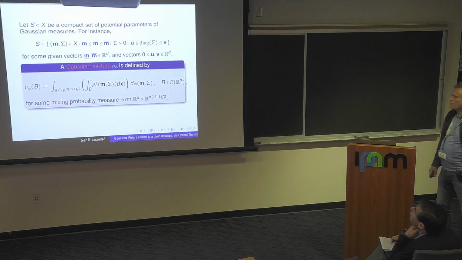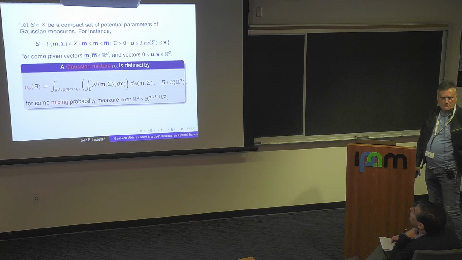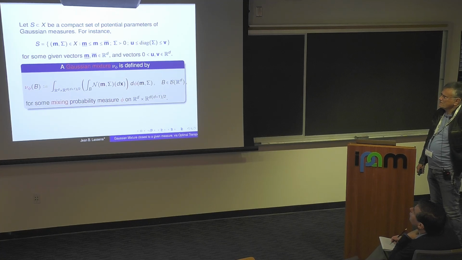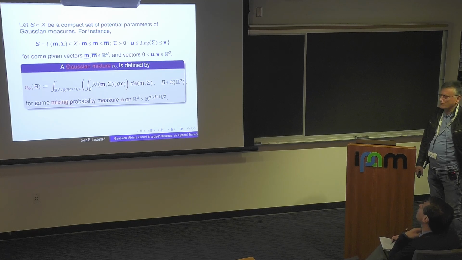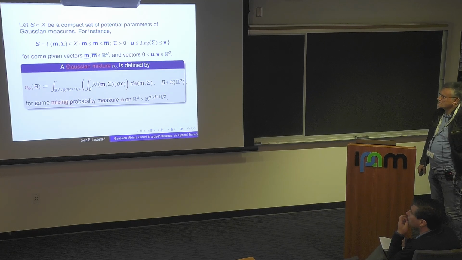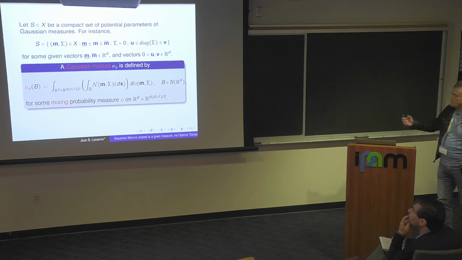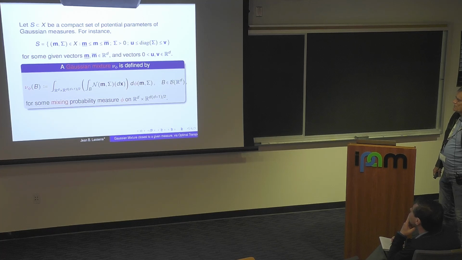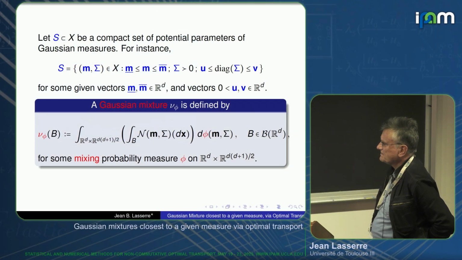The idea is that we are going to work with a given a priori space of parameters. So S will be a space of possible parameters for the mixture of Gaussians we are going to look for. For example, an example of set S would be that the mean is between two bounds, and the diagonal of the covariance is bounded below and above.